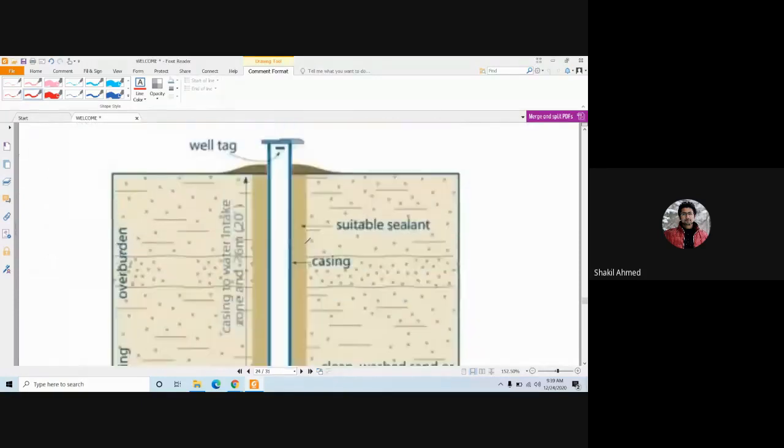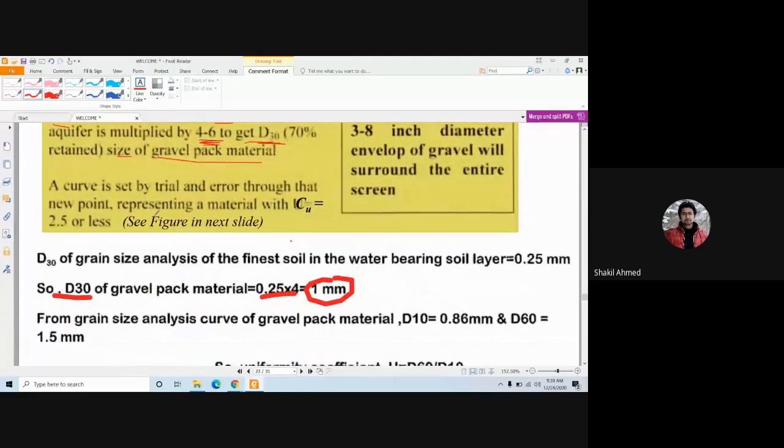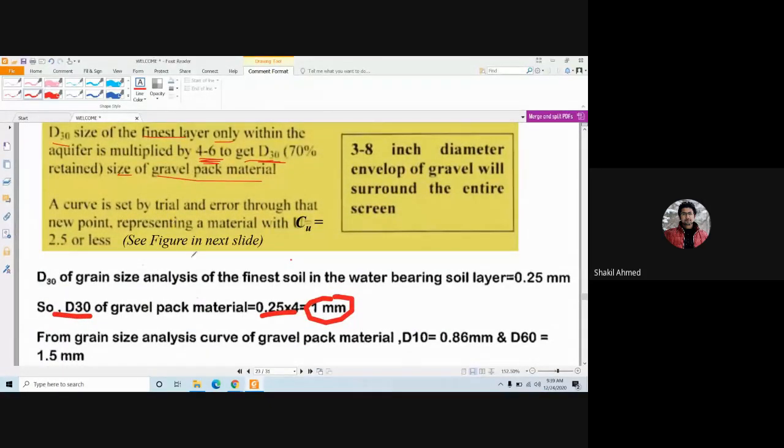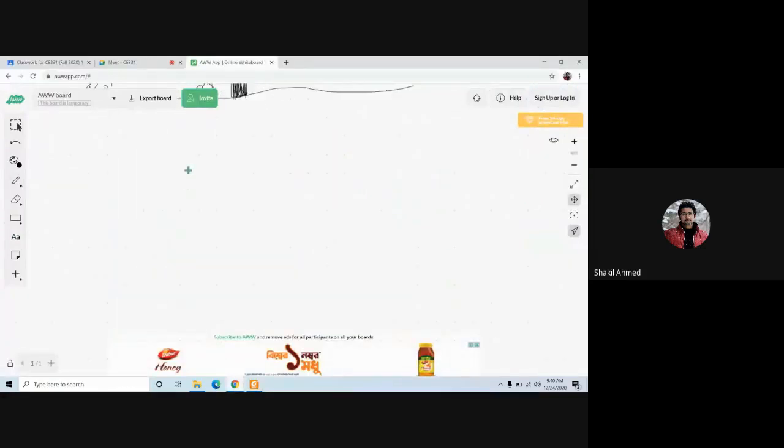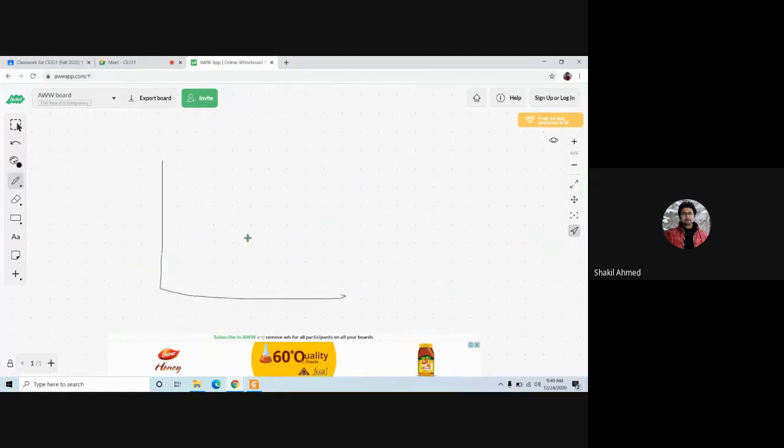Similarly, a curve is set by trial and error through the new point representing a material with uniformity coefficient 2.5 or less. So let me do it here. You had this, of the finest soil layer at 420 feet depth, right? Now, this is the percent finer, and this is the particle size. So D30 of this particle is what, guys? 30%, right? Yes, sir. 0.25.